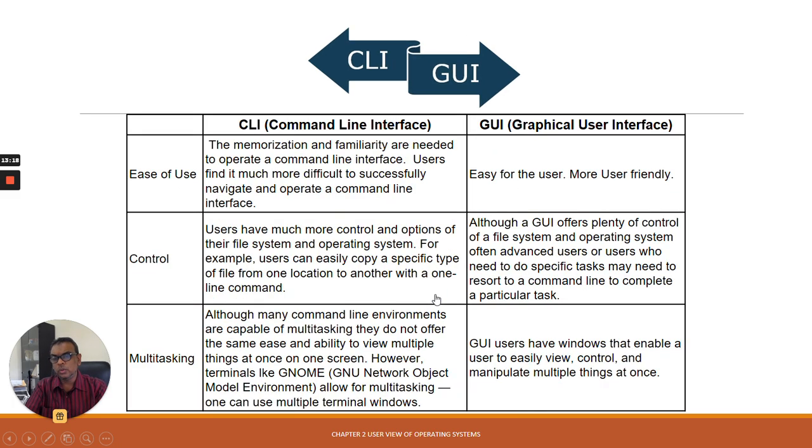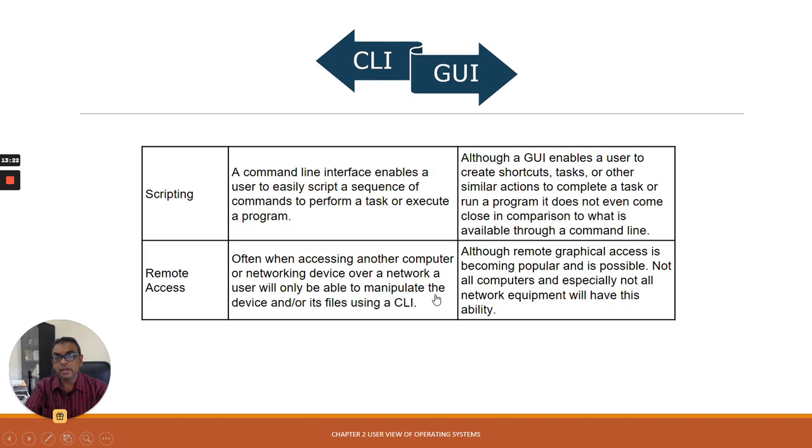So you have to go through each of them, the 1, 2, 3, 4, 5, 6, 7, 8 differences between the command line interface and the GUI interface. I need you to memorize them. It always comes out in your exam. So basically, in this chapter, chapter 2.1, you need to understand the difference between a command line interface and a GUI. These two things you need to understand.